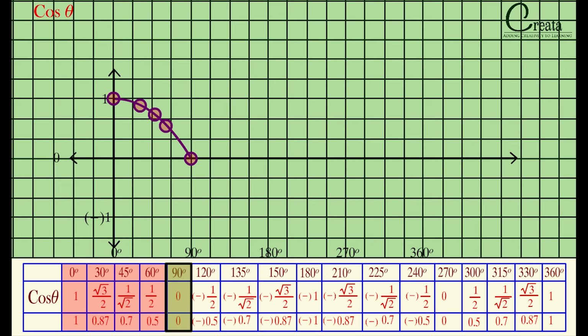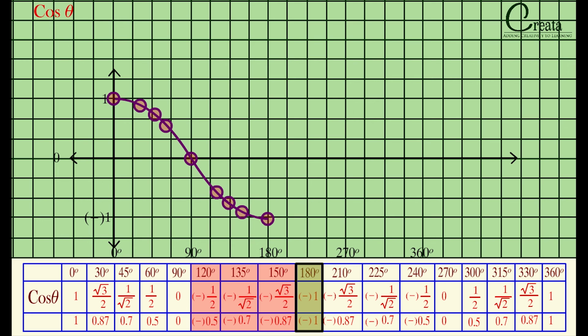Let's mark the point in our second quadrant. The point will come at minus 0.5 against 120 degree, minus 0.7 against 135 degree, minus 0.87 against 150 degree, minus 1 against 180 degree. We see that here in second quadrant, cos is decreasing from 0 to minus 1.